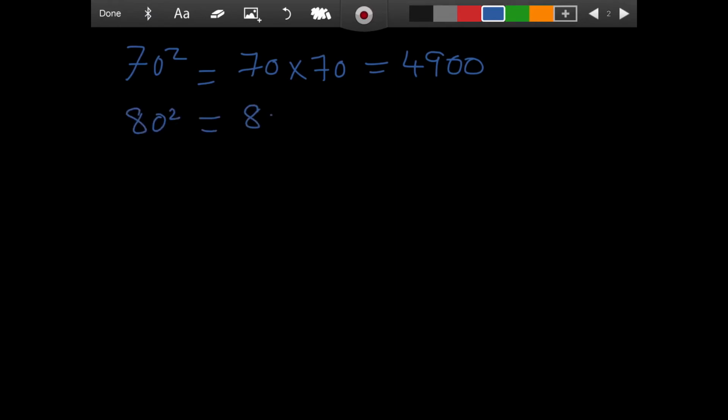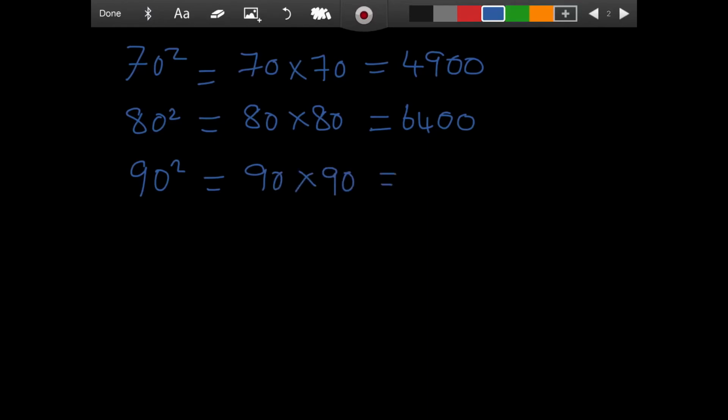Okay, so continuing, 70 squared is equal to 70 times 70. 7 7s are 49. Add the two zeros. 80 squared is 80 times 80. 8 8s are 64. 6,400. 90 squared. 90 times 90 equals, 9 9s are 81.